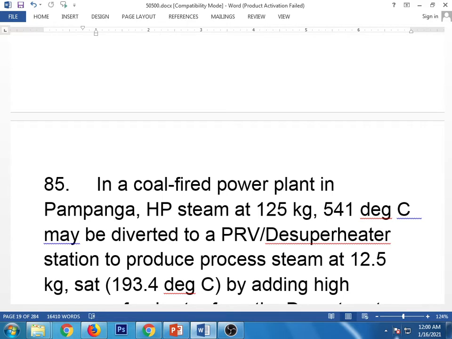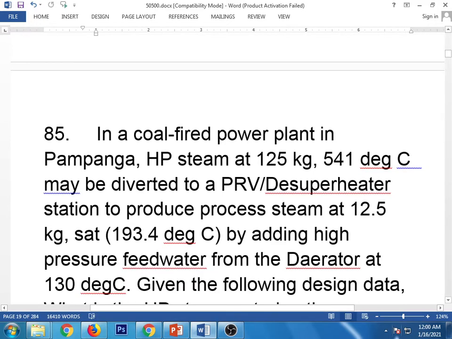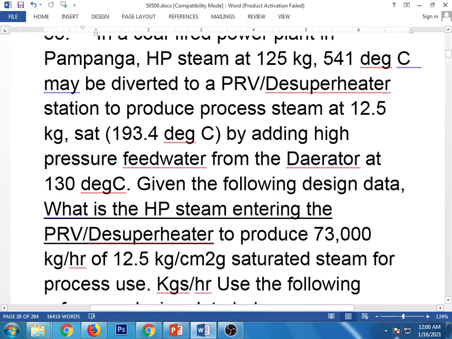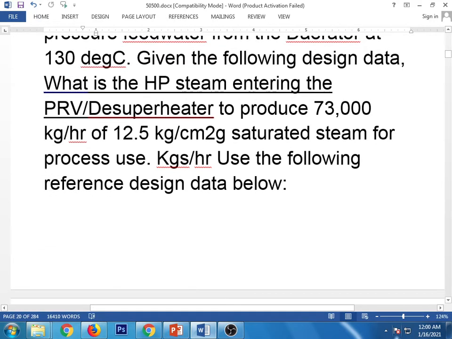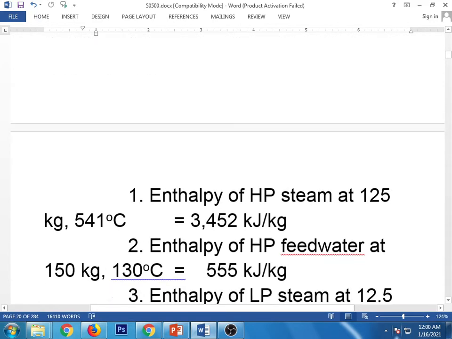to a PRV superheater station to produce process steam at 12.5 kg saturated, 193.4 degrees Celsius, by adding high-pressure feed water from the deaerator at 130 degrees Celsius. Given the following design data, what is the HP steam entering the PRV superheater to produce 73,000 kg per hour of 12.5 kg saturated steam for process use? In kg per hour. Use the following reference design data below.